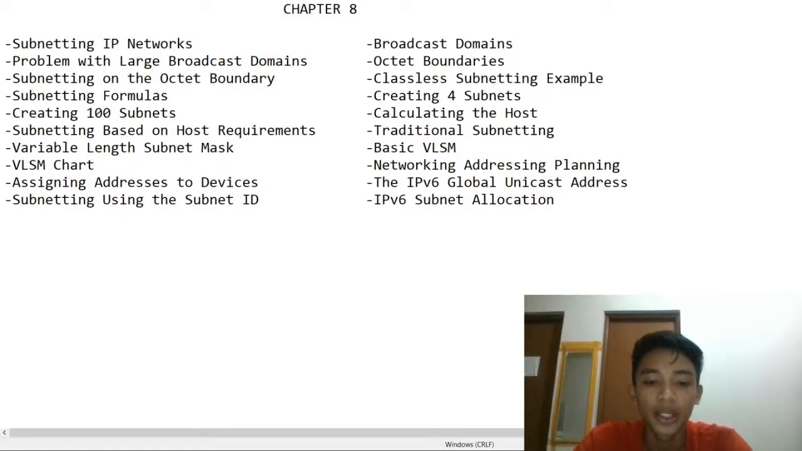Subnetting based on host requirements. There are two considerations when planning subnets. The first one is the subnet host address requirements for each network, and the second one is the number of individual subnets needed.